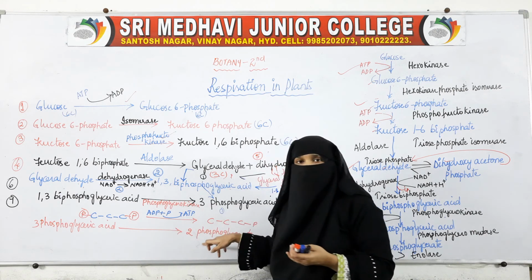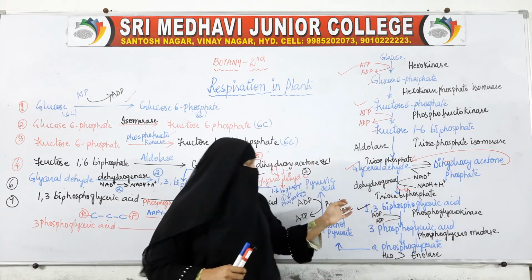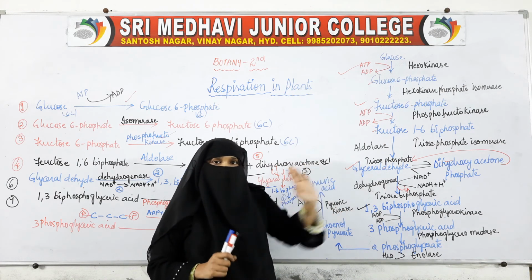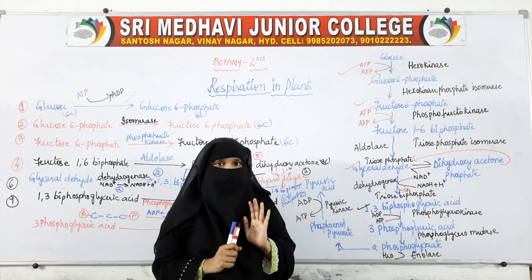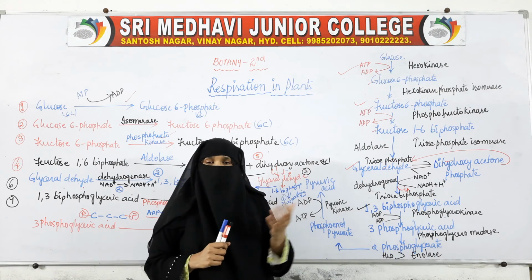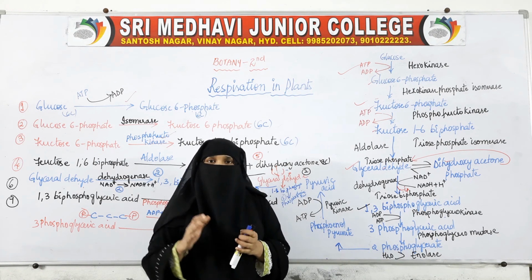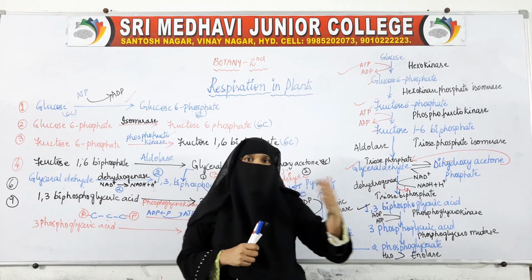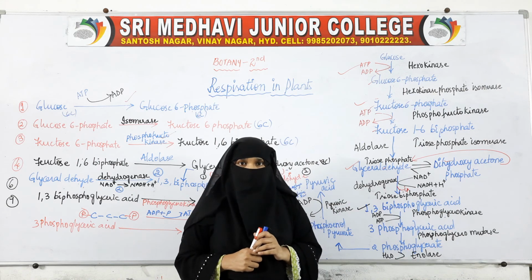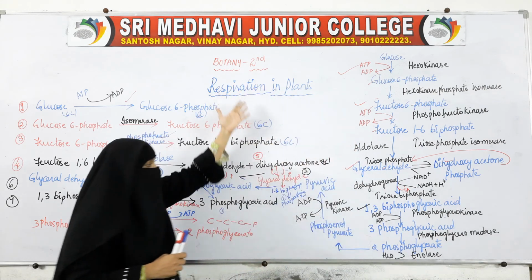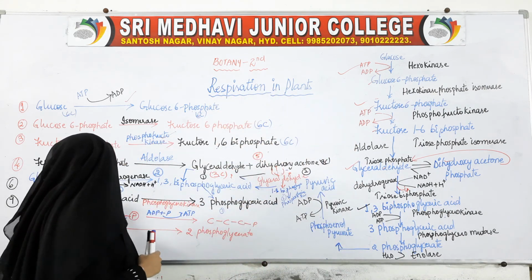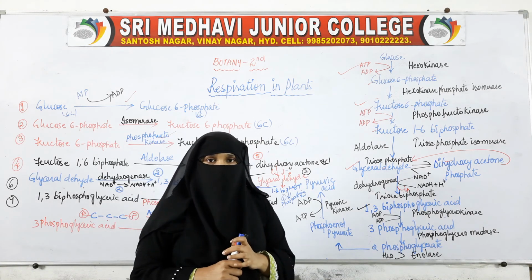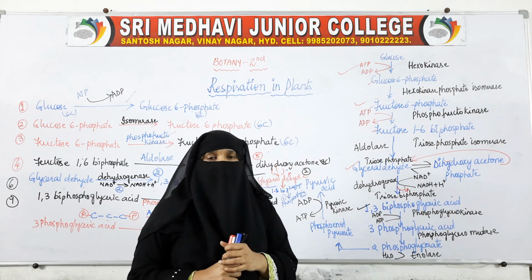How this is changing into this one, how pyruvic acid is formed and what are the end products, we will see in the last video for glycolysis. Then we will move on to another step of respiration, that is Krebs cycle. Till now we have discussed 7 reactions. The 8th reaction we will discuss in the next video.